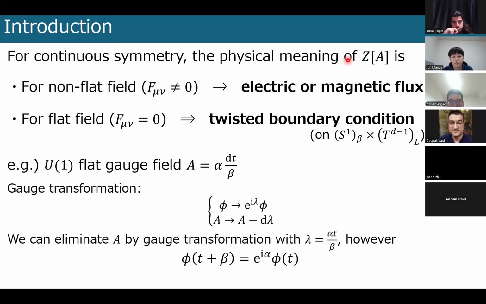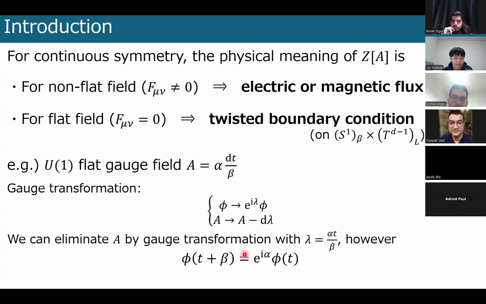I have a question. I just want to clarify. In your expression for the gauge field, what is that expression exactly? Alpha dt over beta? Is that like a one-form? Yes, this is a one-form. The coordinate of the temporal direction is denoted by t, and this is just a usual differential form. Okay. And I missed the very beginning. Did you define what exactly a twisted boundary condition is? You can understand the twisted boundary condition just as a definition.